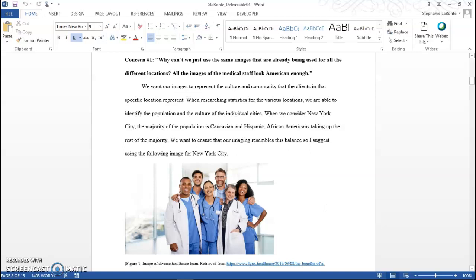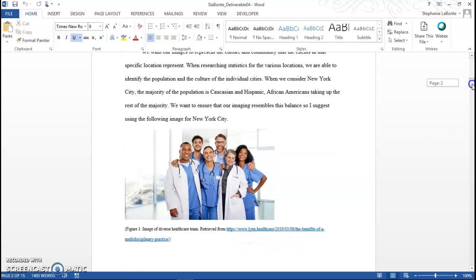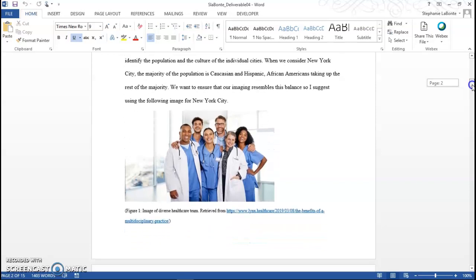When we consider New York City, the majority of the population is Caucasian and Hispanic, African Americans taking up the rest of the majority. We want to ensure that our imaging resembles this balance, so I suggest using the following image for New York City. Note that we have a nice variety in the culture and races of our staff.